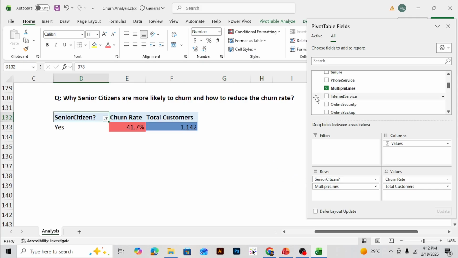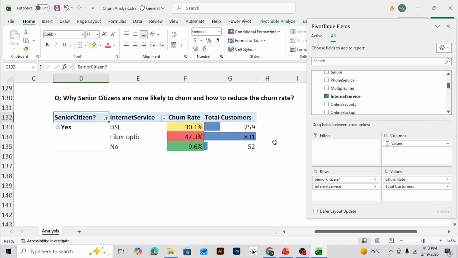Now let's remove the multiple lines and bring in the internet service, and we can see a very clear pattern: 831 total customers, a huge number, are using fiber optic, and their churn rate is much higher. That means the fiber optic internet service is not giving much satisfaction to our senior citizens, whereas for those using DSL, the number is 259, but the churn rate is 30%, which is much less than fiber optic. So if we can move our senior citizens from fiber optic to DSL, and in the meantime improve our fiber optic, then I think we can retain our senior citizens.